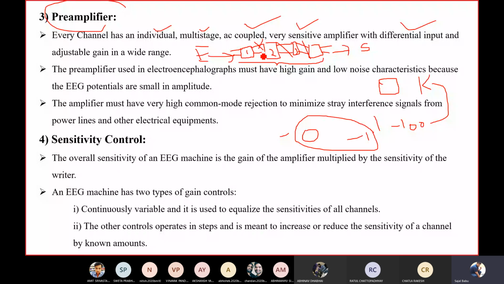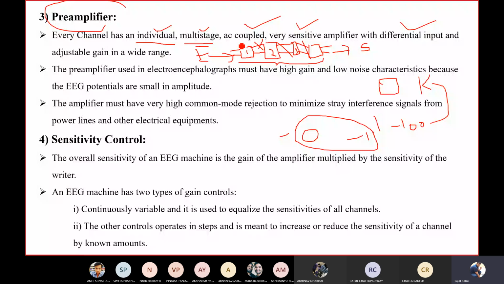What you have to remember in the pre-amplifier stage of your EEG is that you are going to use individual amplifiers. That means one amplifier set will be for one channel, and depending upon the number of channels your EEG machine has, there will be that number of pre-amplifier stages. The amplifiers will be multi-stage, meaning a group of amplifiers connected together. Coupling will be AC coupled, they are very sensitive, the gain will be adjustable from 0 to 1, and they have differential input.